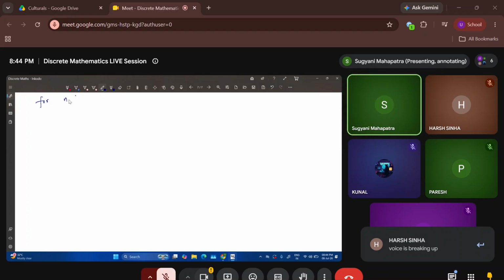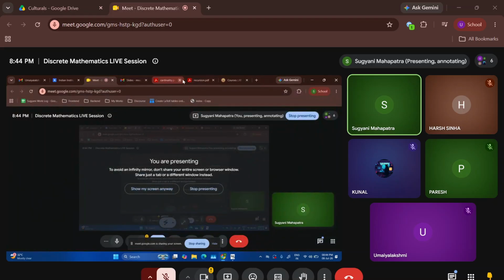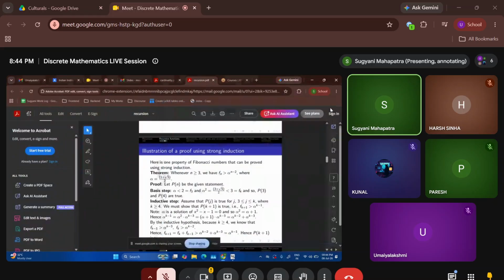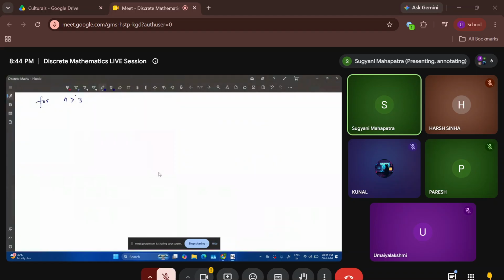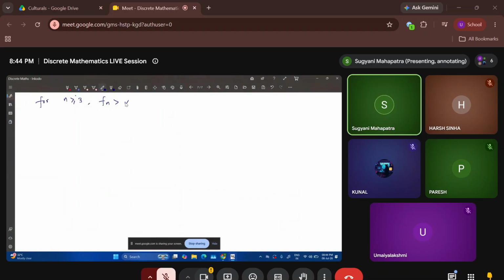Okay, so for n greater than or equal to 3, we have: if n is greater than or equal to 3, then our Fn will be greater than alpha^(n-2), where alpha is equal to (1 plus root 5) divided by 2.